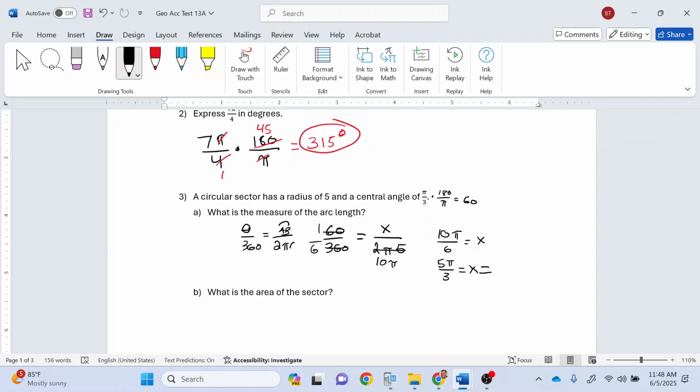60 divided by 360 is 1 over 6. There's six. Is it 1 out of 5? No, there's six 60s in 360. You could do 2 times 5, and you'll get it. Yeah, it'll work out.